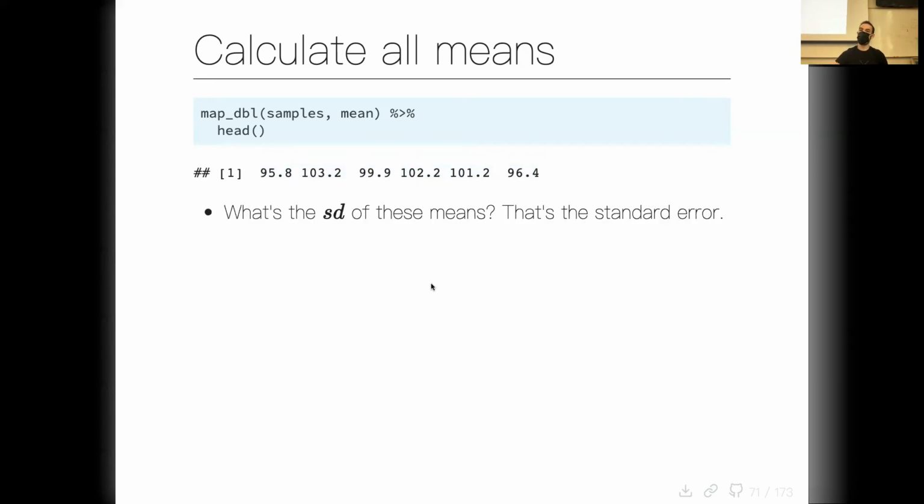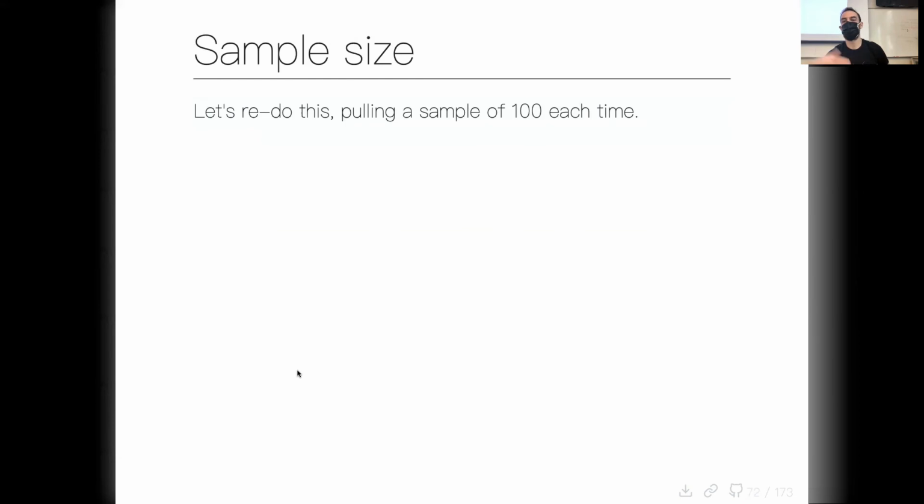So the standard deviation of these means, that's the standard error. Okay. So we can calculate that by saying, what's the standard deviation of those means? And we see it's 3.14. Okay. If we were to calculate the mean of those means, that would be basically 100, which is our population mean. So that time we were pulling with a sample size of 10.